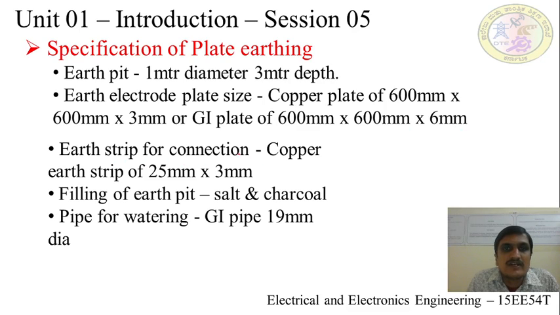Earth strip for connection. For making connection, you are using the copper earth strip, that will be of 25 mm into 3 mm thickness. Next, for filling of earth pit, the sufficient quantity of salt and charcoals are used. For watering pipe, you are using GI pipe of 19 mm dia. These are the specifications of plate earthing.